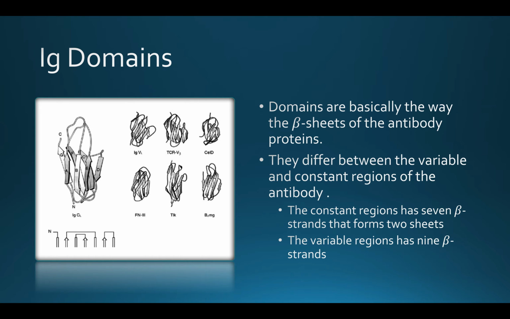Here we have a constant region where it has 4 going like that, and then 3 in the back, so that's 7. But here we have a variable region that has 4 going like that, and then we have more in the back. Those extra 2 beta sheet strands are what forms the antibody receptor region on the variable part of the antibody.